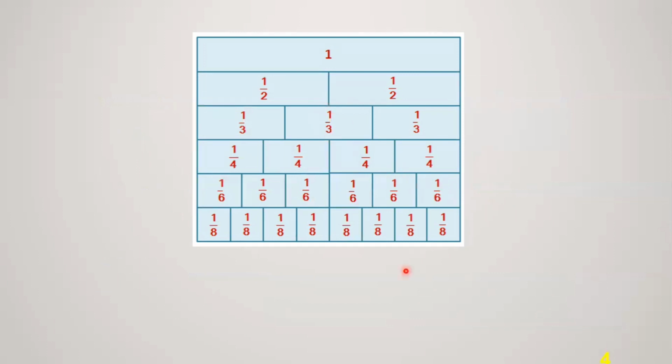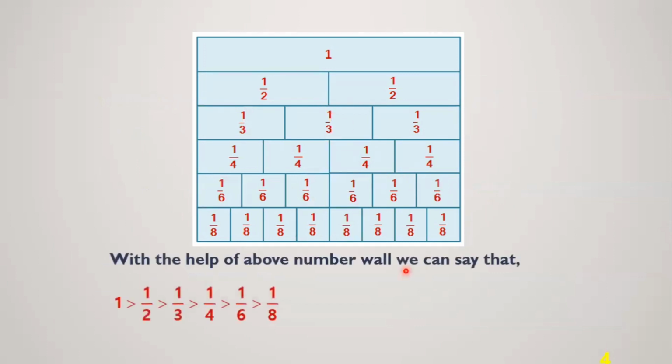Now, what do you observe over here? That 1 is greater than half, is greater than 1/3, is greater than 1/4, is greater than 1/6, and greater than 1/8. So we observe here that for fractions with the same numerator 1, the one with a smaller denominator is greater. If it is 1, it is 1/1. So 1 is the greatest. Then 1/2 comes after that, and so on.